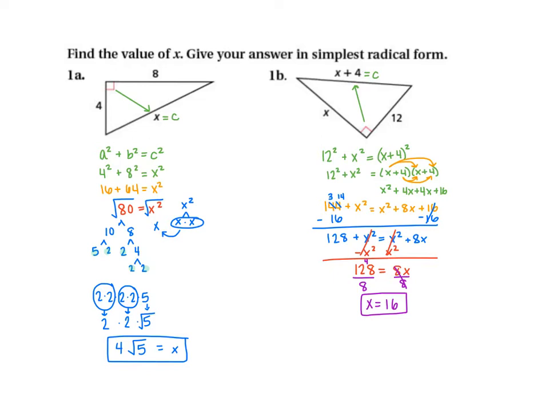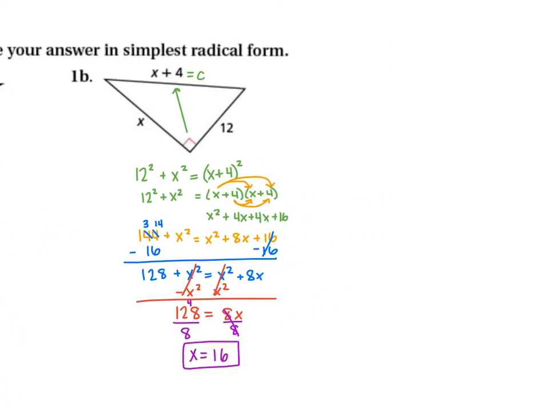So from there, you've got a pair of 2's here. That means 1 goes to the outside. A pair of 2's here. A second 2 goes to the outside. And then the 5 that's by itself stays underneath the radical. And I end up with 4 root 5.